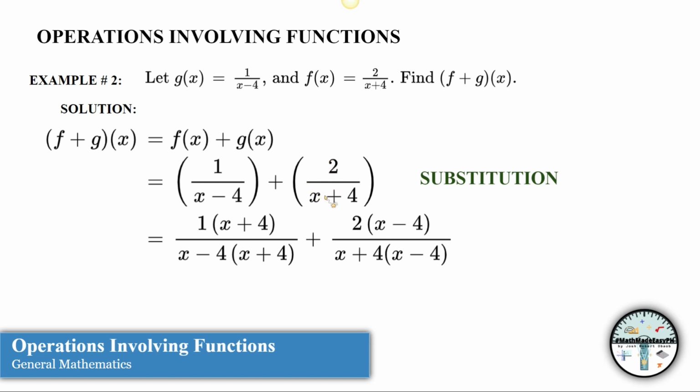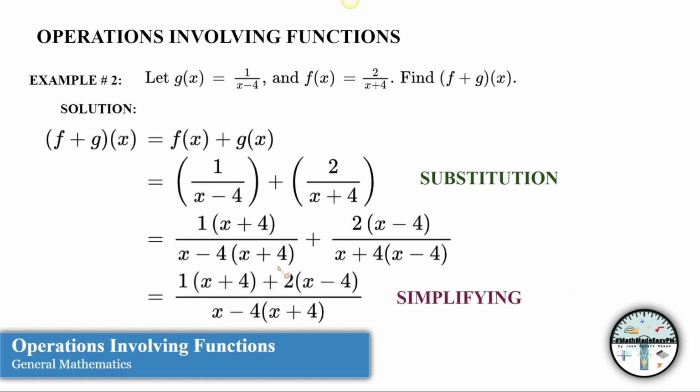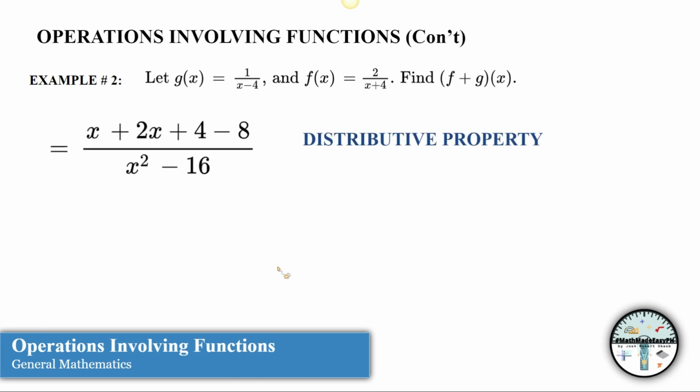Same goes here. Then x plus 4, multiply mo lang dito and dito, ganito yung resulta niya. Yun. Then meron na silang same denominator. So, kung i-simplify mo lang siya, become 1 times quantity x plus 4 plus 2 times quantity x minus 4. You just simplify it. And after that, we just do the distributive property.